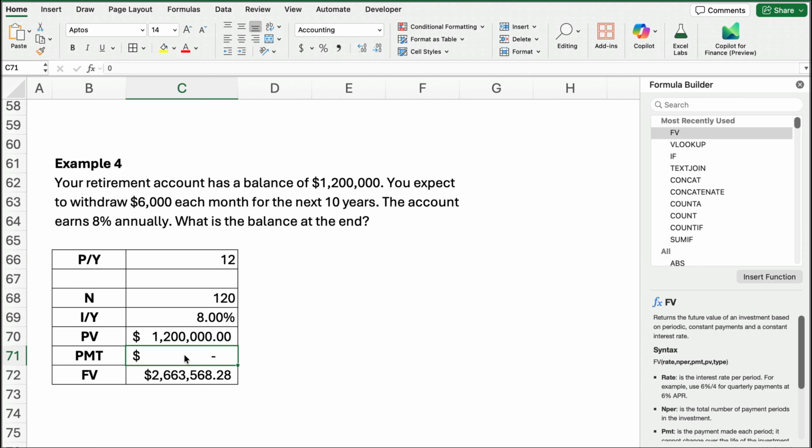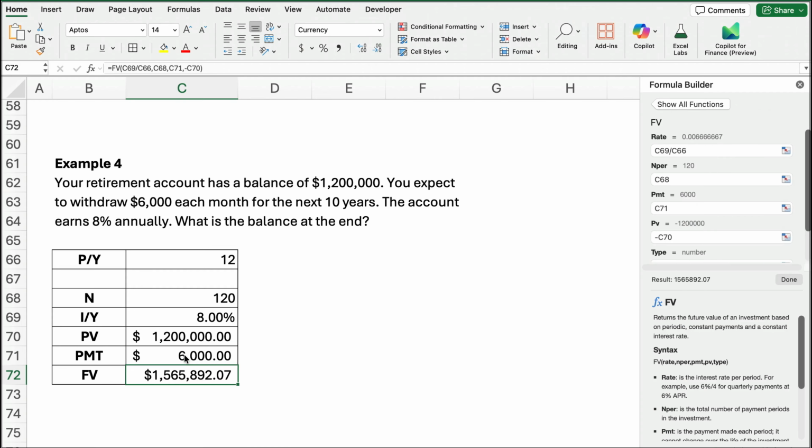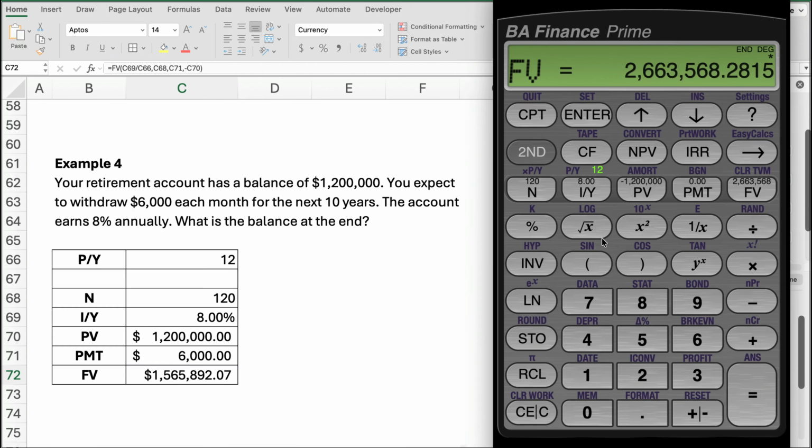Okay, but we're starting to withdraw $6,000 every month, and so this account still is growing, but we're taking money out every month. $6,000 a month is what, times 12, $72,000 a year. So you're taking out $72,000, and then that's over 10 years, you're taking out $700,000. So here is the math. Here's how we do it. We entered the 120, the 8%. I put the 1.2 million.